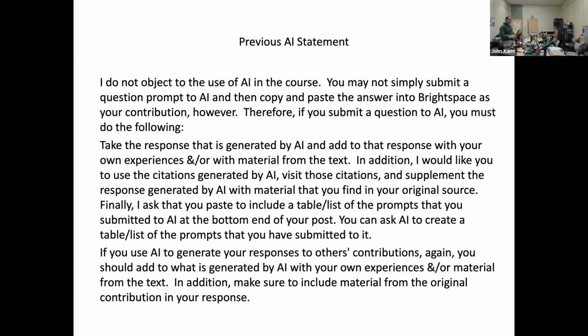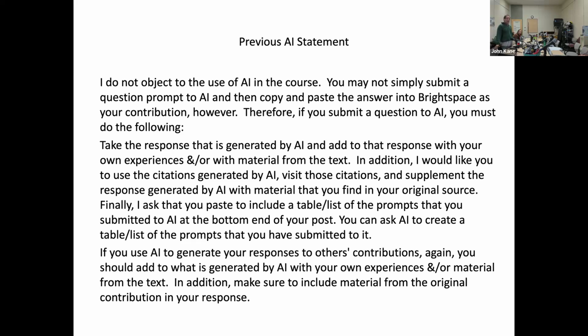Well, previously, I had an AI statement because again, this is before the course. It was an AI course, so this is basically what my AI statement had been. I do not object to the use of AI in the course. You may not simply submit a question prompt to AI and then copy and paste the answer into Brightspace as your contribution. Therefore, if you submit a question to AI, you must do the following.